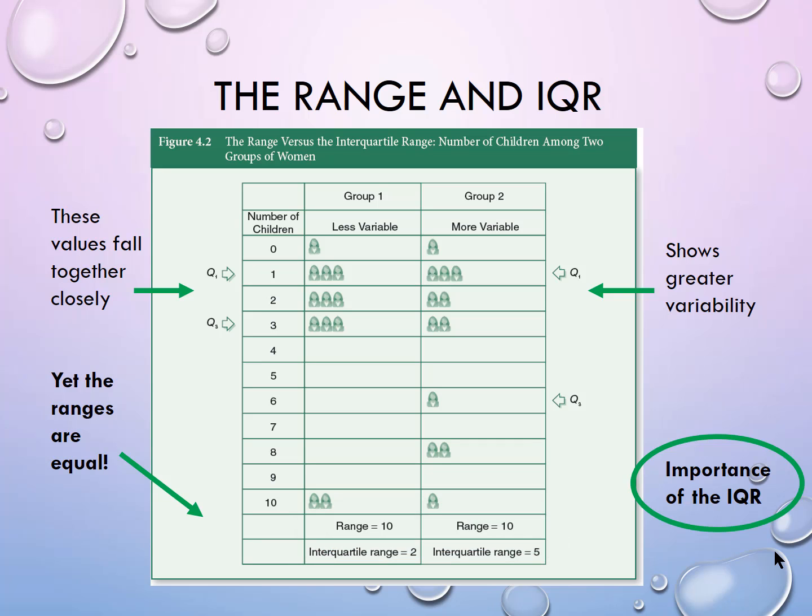And that is the importance of the interquartile range, because in Group 1 you can see the interquartile range is 2, while in the second one the interquartile range is 5. And you get that by just taking the difference between the lower and the upper quartiles. So the interquartile range is Q3 minus Q1.